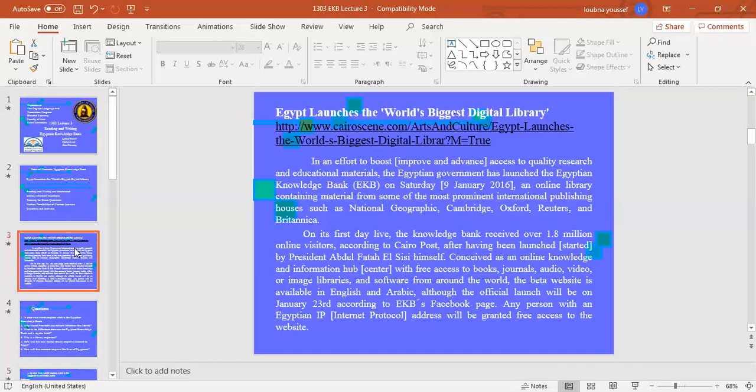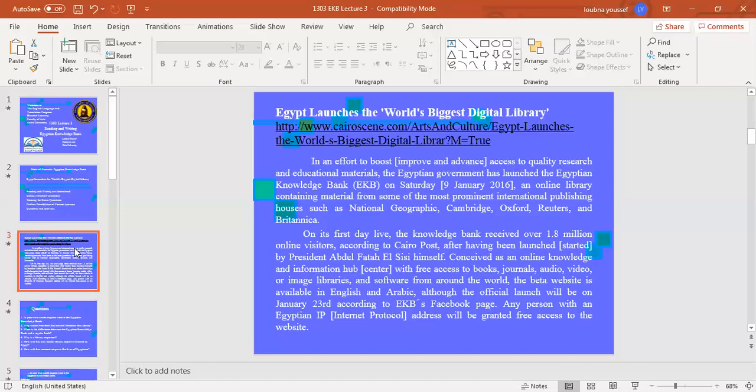Conceived as an online knowledge and information hub. Now, you know, the word between square brackets is my introduction, and the hub is a center with free access to books, journals, audio, video, or image libraries and software from around the world. The beta website is available in English and Arabic, although the official launch will be on January 23rd, according to EKB's Facebook page.